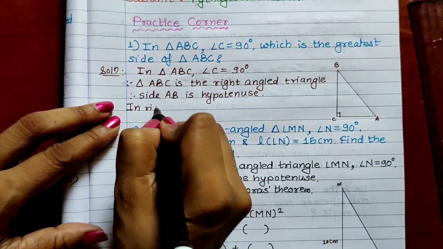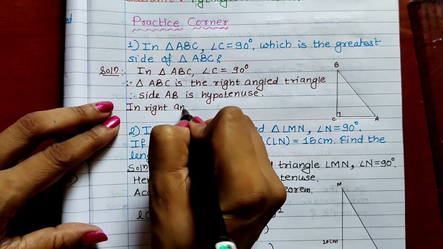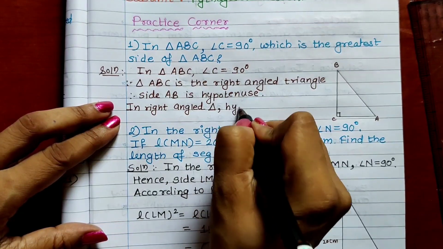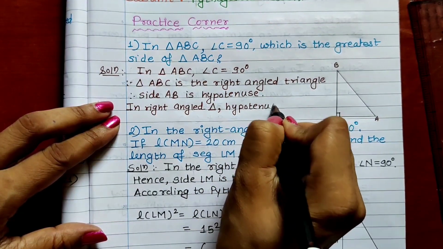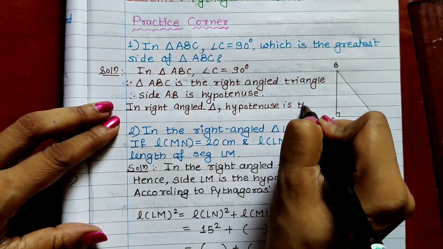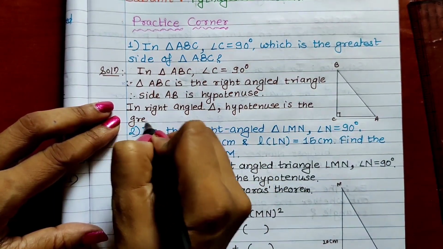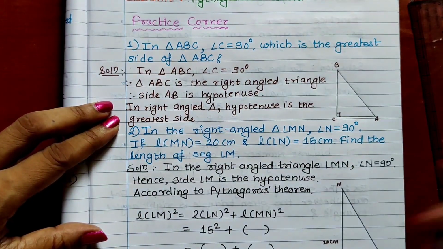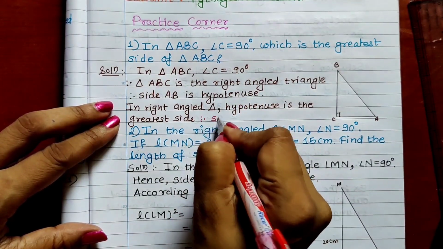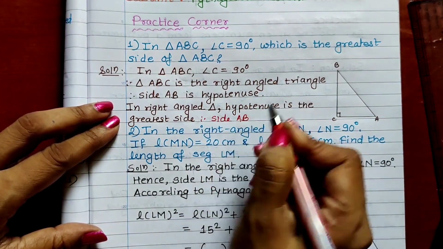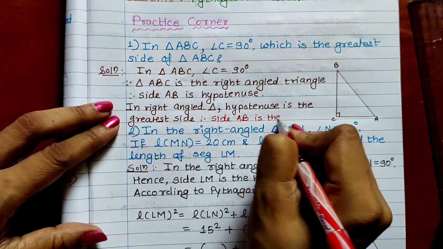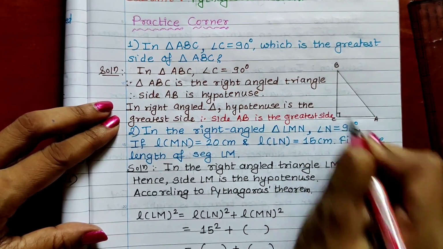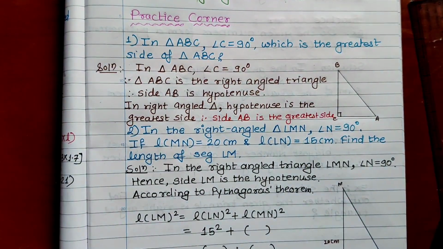In right angled triangle, hypotenuse is the greatest side. Therefore, side AB is the greatest side. Finish. Okay, in this way you can write your answer, complete the answer.